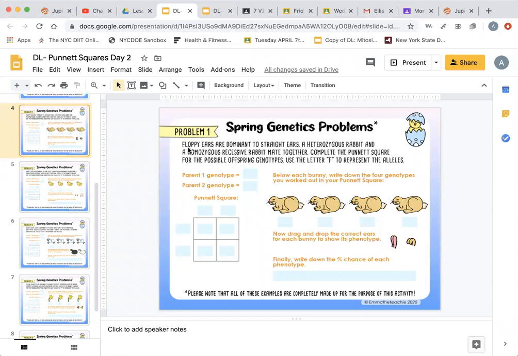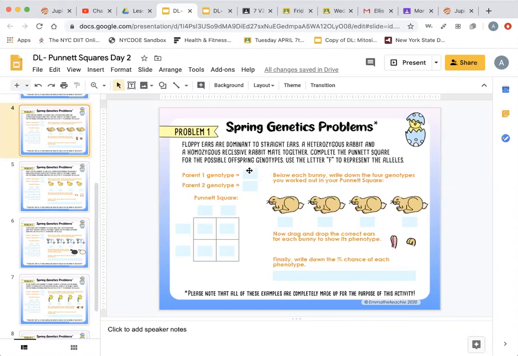So the big thing that's different here, that's slightly more complicated, is that you have to figure out the parent genotypes. So you're really going to have to read. Floppy ears are dominant to straight ears. So floppy ears are going to be our capital letter. A heterozygous rabbit and a homozygous recessive rabbit mate together. Complete the Punnett squares for the possible offspring genotypes. Use the letter F to represent the alleles.